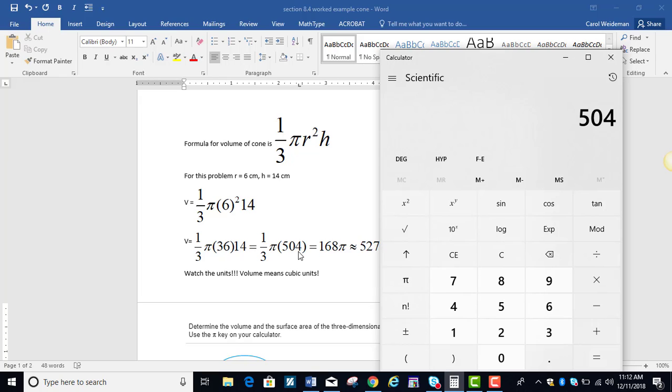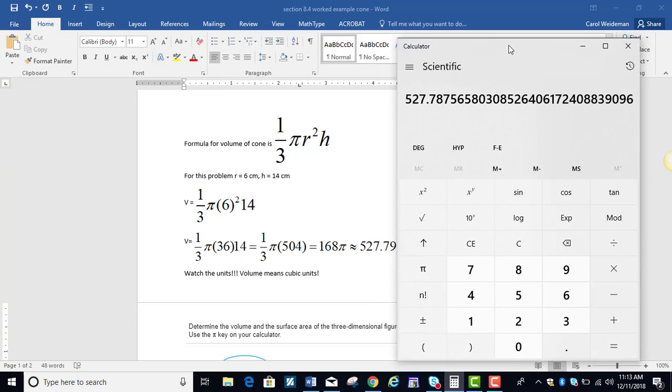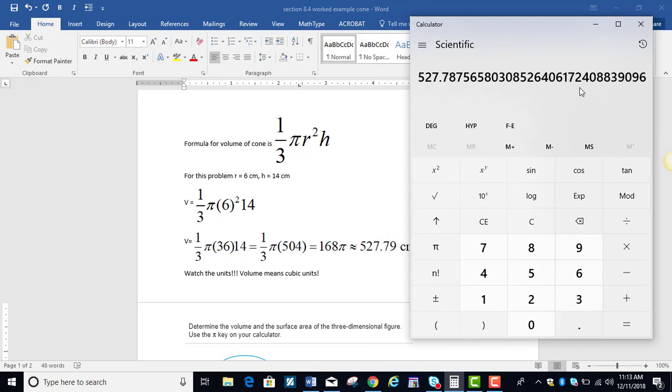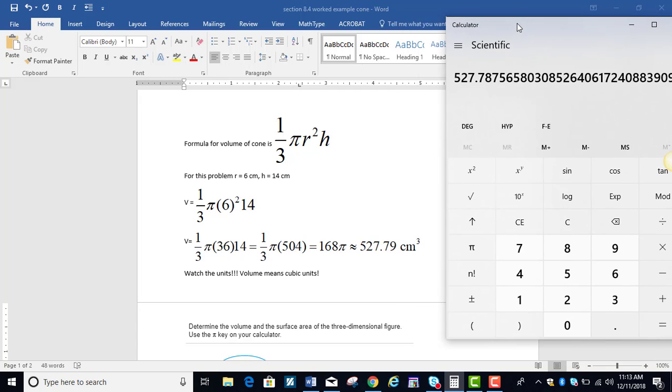So now I've got 504 pi, and I've got a 3 in the denominator, so I'm going to divide the 504 by 3, and now I've got 168 pi. Now I'm going to multiply by my pi key, times pi. The directions for the problem actually ask you to round it to hundredths, which is 2 decimal places. So this is going to be 527.79.